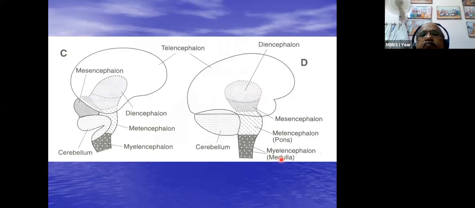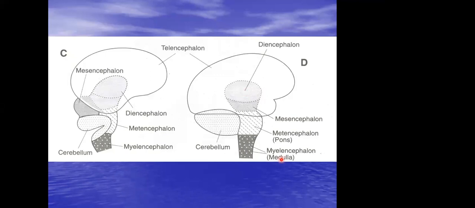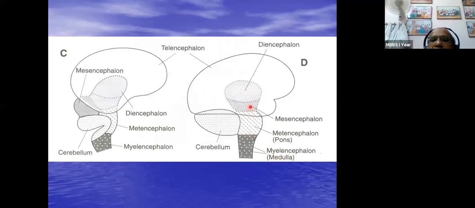Brainstem. Pons, medulla and midbrain. Right, very good. Above downwards, mesencephalon, your pons, not entire metencephalon, pons of metencephalon, and your medulla.